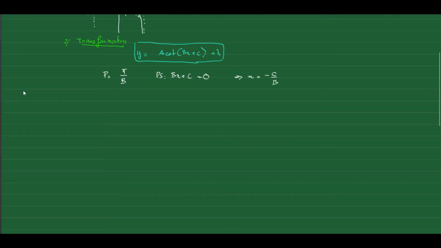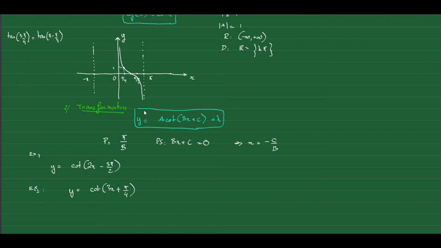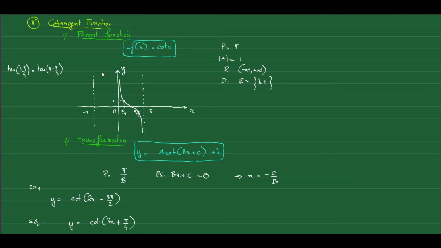So I want you to go ahead and do this yourself. I'm not doing this anymore because this is kind of similar to tangent. Example 2 is y equal cotangent of 3x plus pi over 4. If you have trouble with sketching of this, let me know. I'm not going to spend too much time on cotangent because it's similar to tangent.